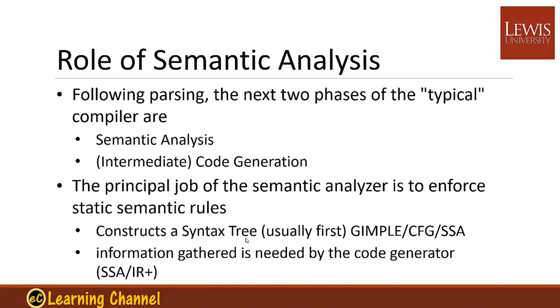So we usually construct the syntax tree first, and then GIMPLE, CFG, SSA. The information gathered is needed by the code generator. So SSA, this kind of information, plus the IR format, these are actually files, right? As we see, the SSA type file, the CFG type file, and then the assembly type file, IR. These are the information needed for the next stage. We construct the syntax tree, and then generate these, ready for intermediate code generation.